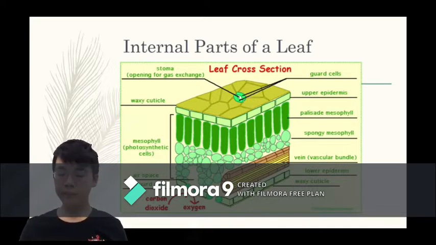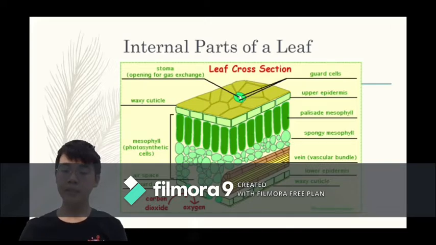So first, looking at the drawing, at the top we have the stoma and the guard cells. Stoma allow a plant to take in carbon dioxide that is needed for photosynthesis. Guard cells are cells surrounding each stoma. They help regulate the rate of transpiration by opening and closing the stomata.